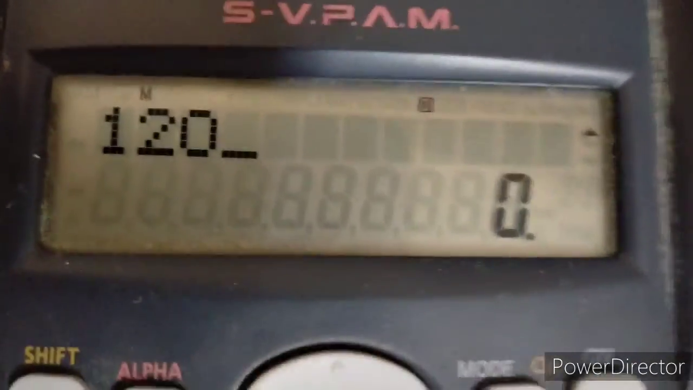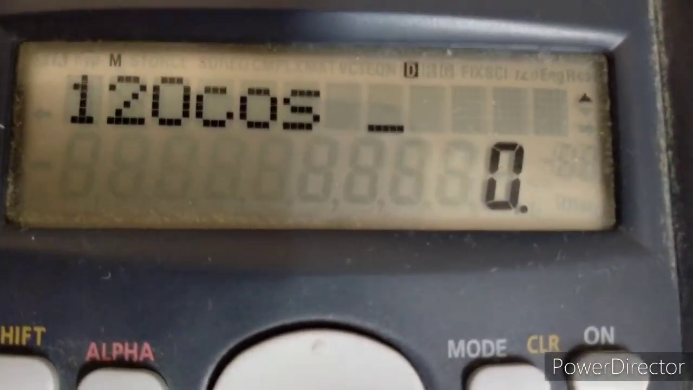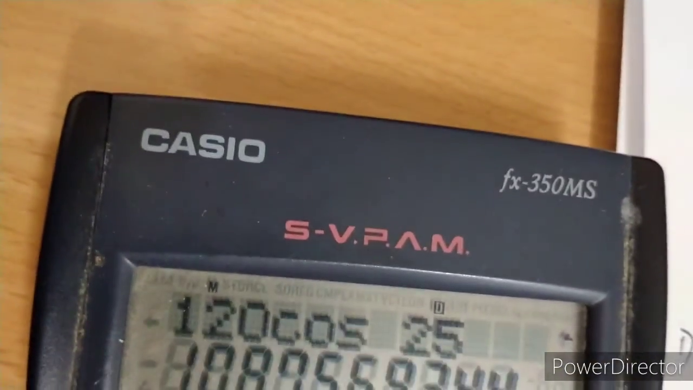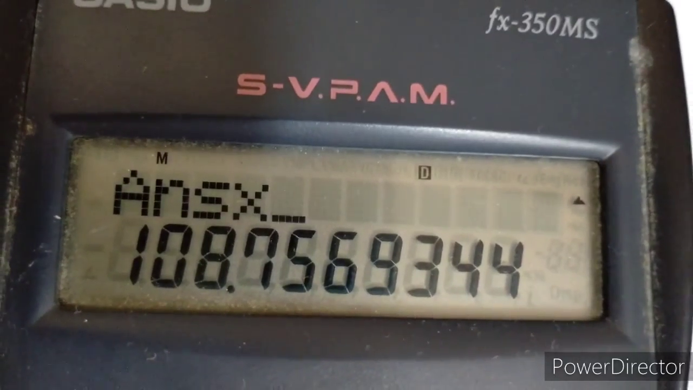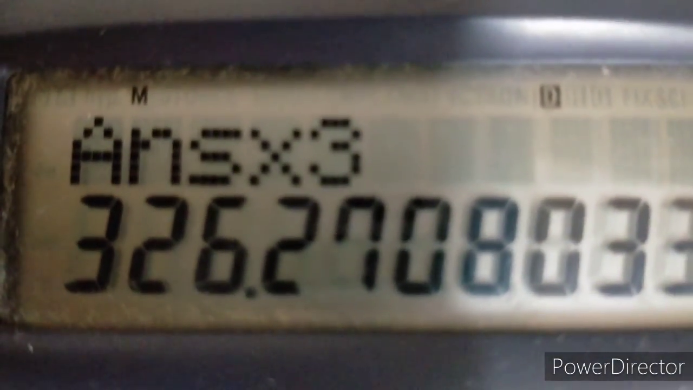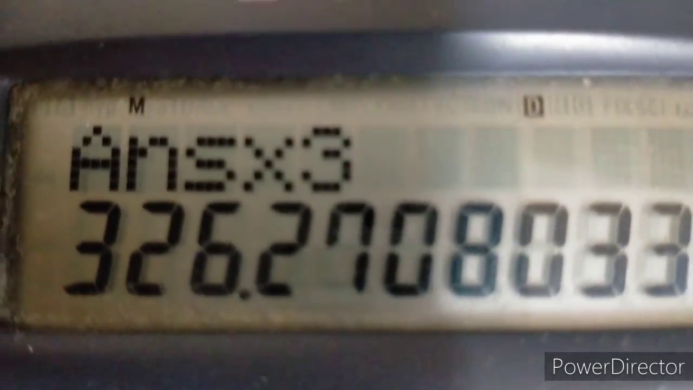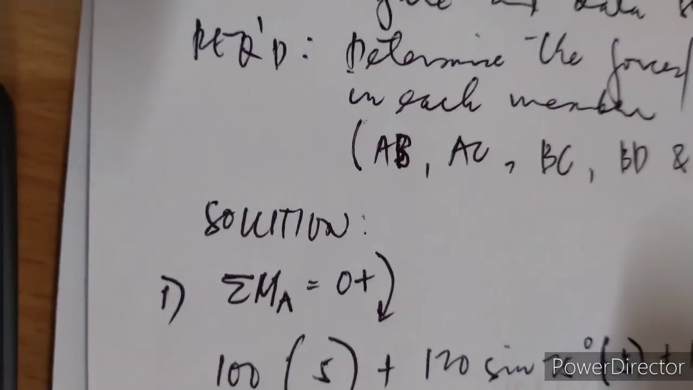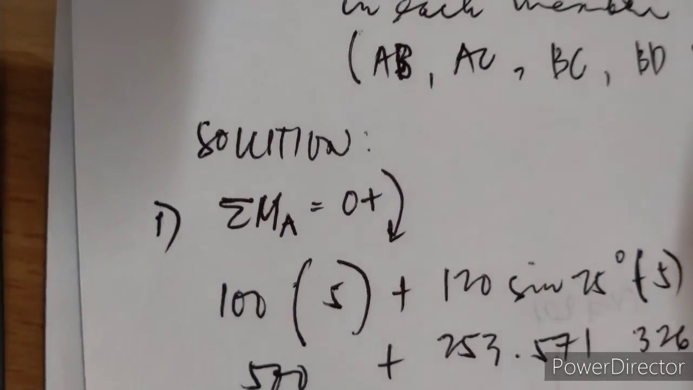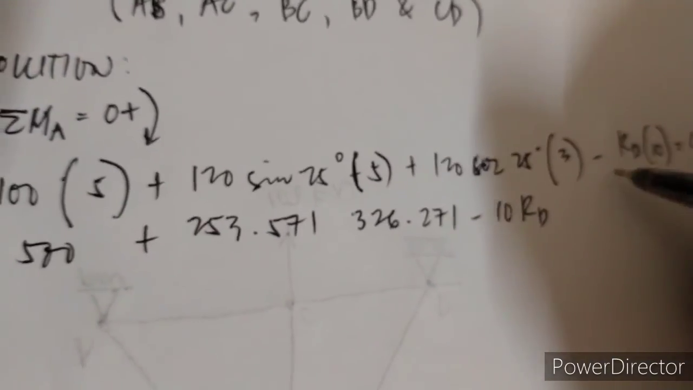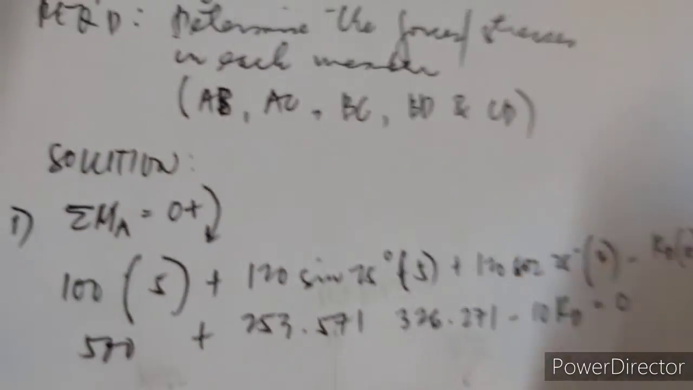Then next we have 120 cosine of 25 times 3. So this will give you 326.271 minus 10 RD is equal to 0.